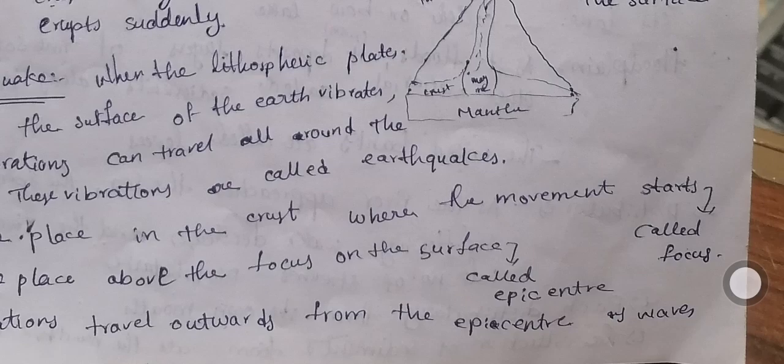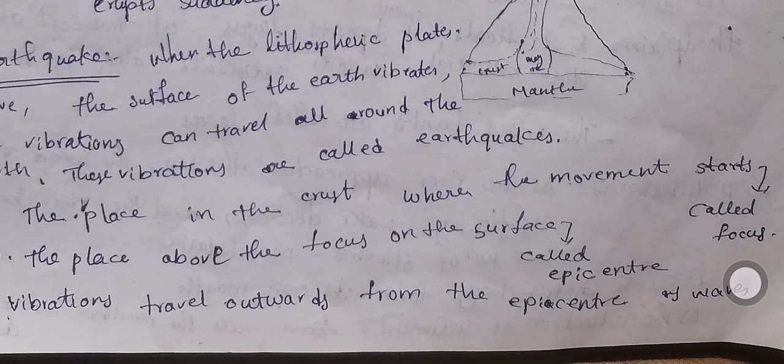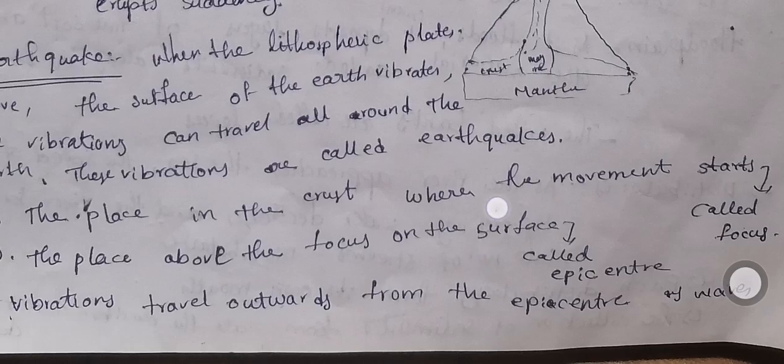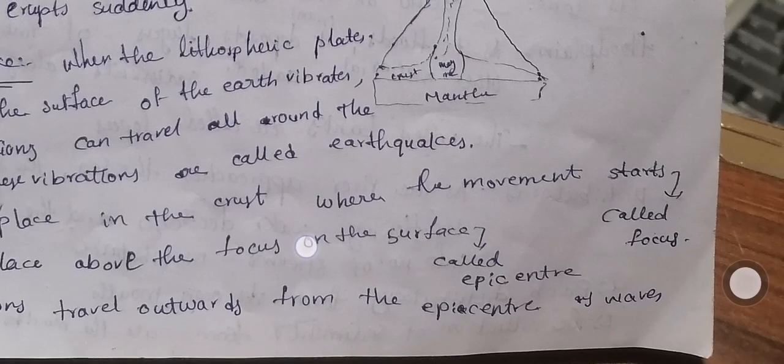The place in the crust where the movement has happened is called the focus. And then the place on the surface which is near the focus and vertically above it, which is the first place to receive the waves of the earthquake, is called the epicenter. And then the vibrations travel outwards from the epicenter as waves.